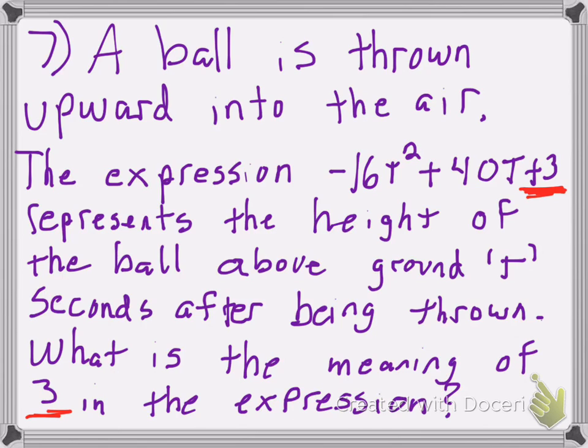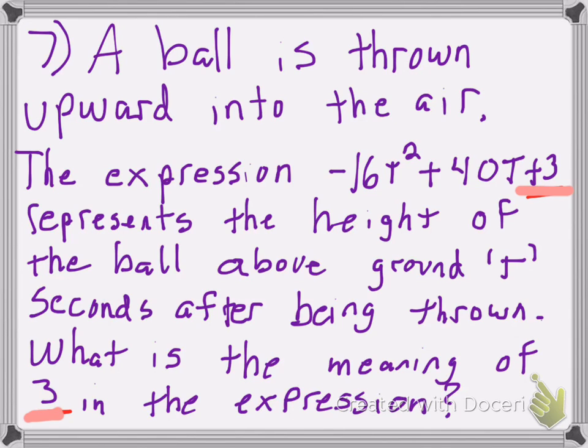The expression, negative 16 t squared plus 40t plus 3, represents the height of the ball above ground t seconds after being thrown. This sounds like a Mr. Ralston question. Now, you're going to read this question and be like, oh my goodness. But it's really not hard, because all it's asking is, what is the meaning of 3 in the expression?